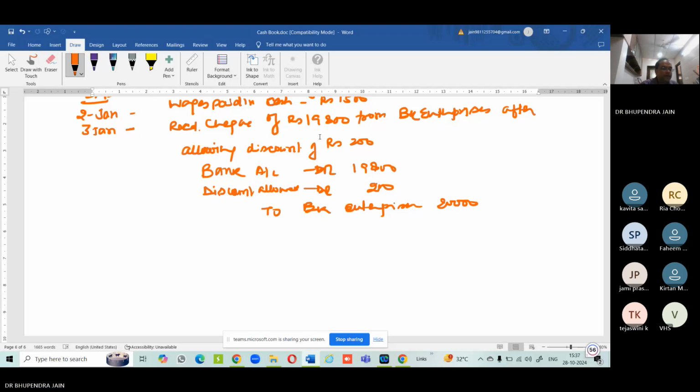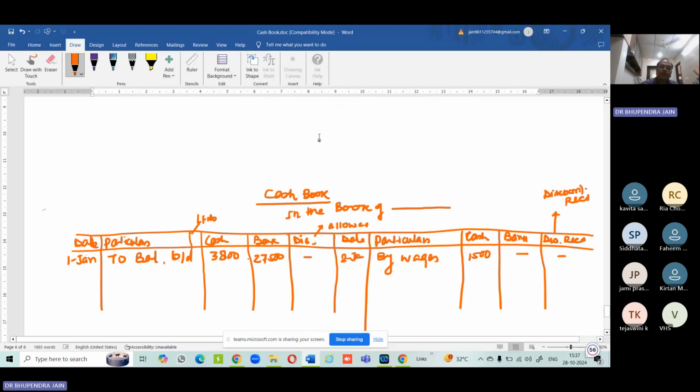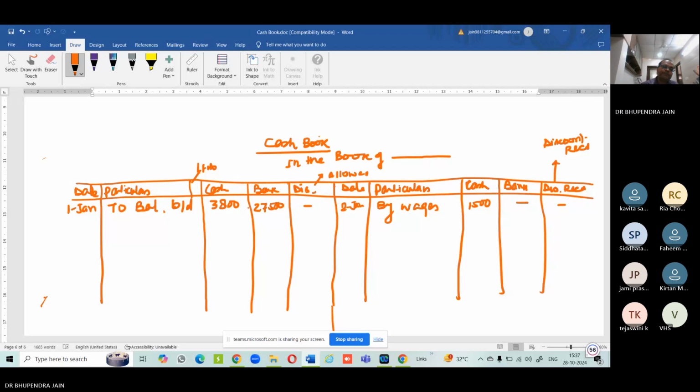Okay, what will we write here? On 3rd of Jan, to VK Enterprises. In the bank column 19,800, and this is the discount allowed column. So how much discount allowed? 200. Okay. Next entry.